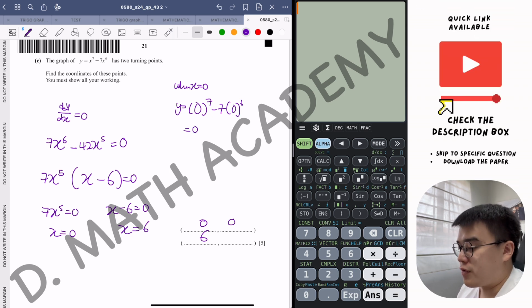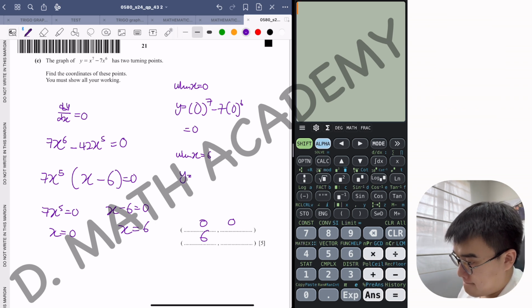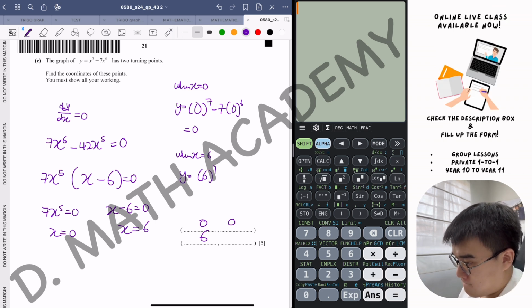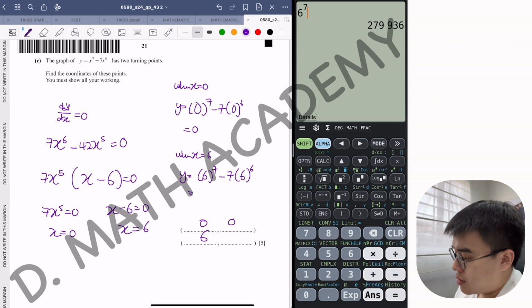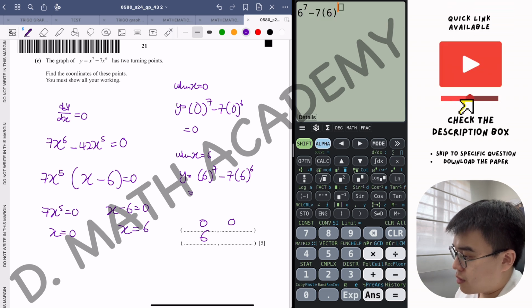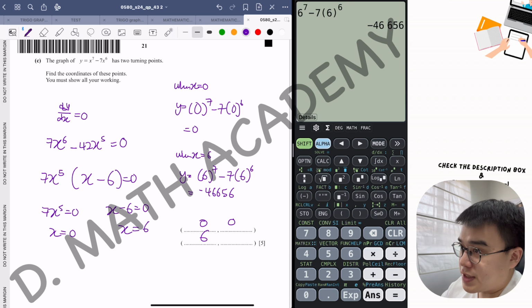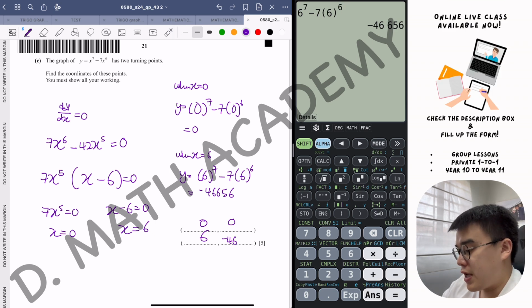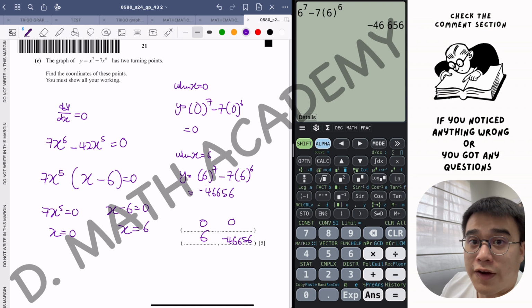You'll get point of origin for one of them. So complete the calculation here. You will get negative 46656 as your second answer. Okay, so this is how you secure the full 5 marks here.